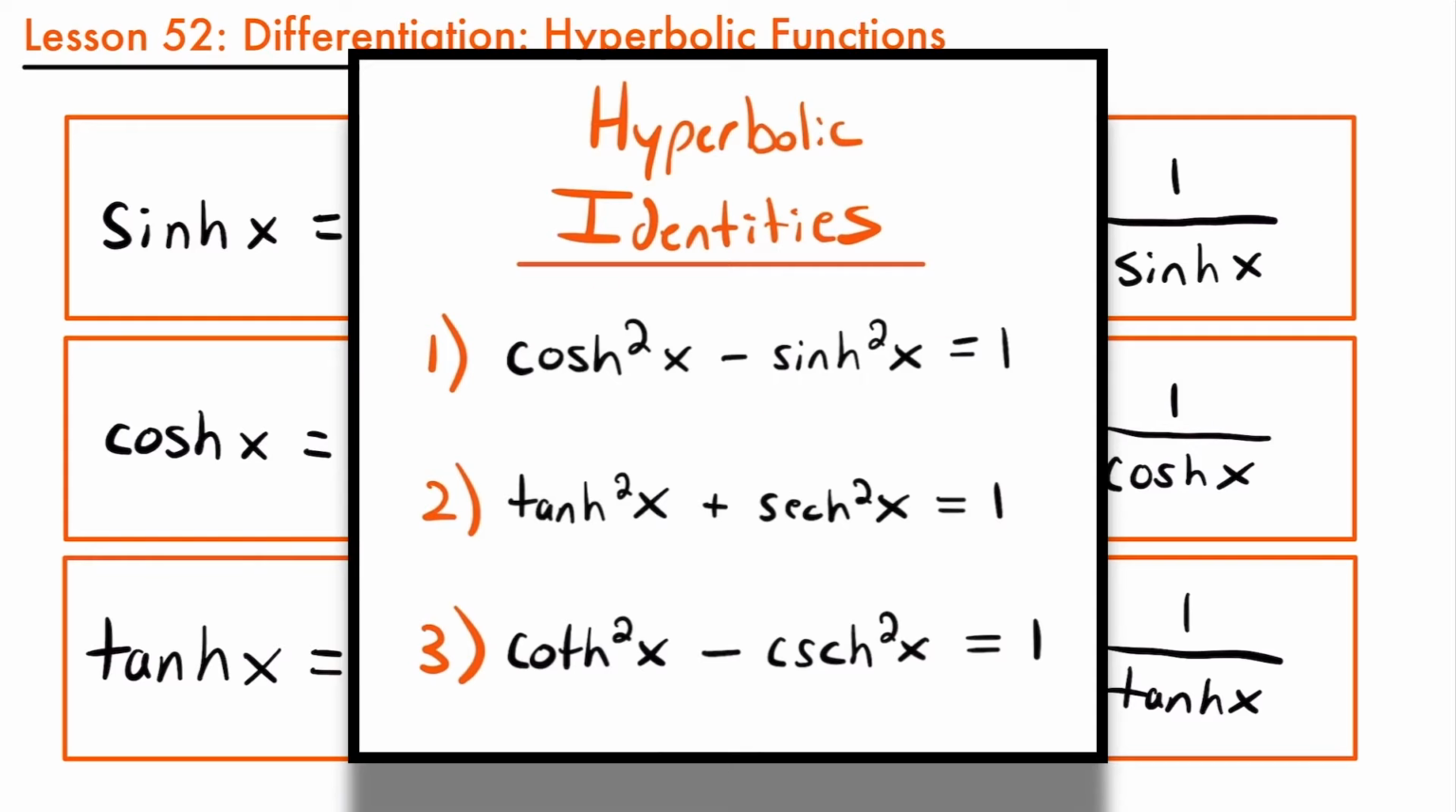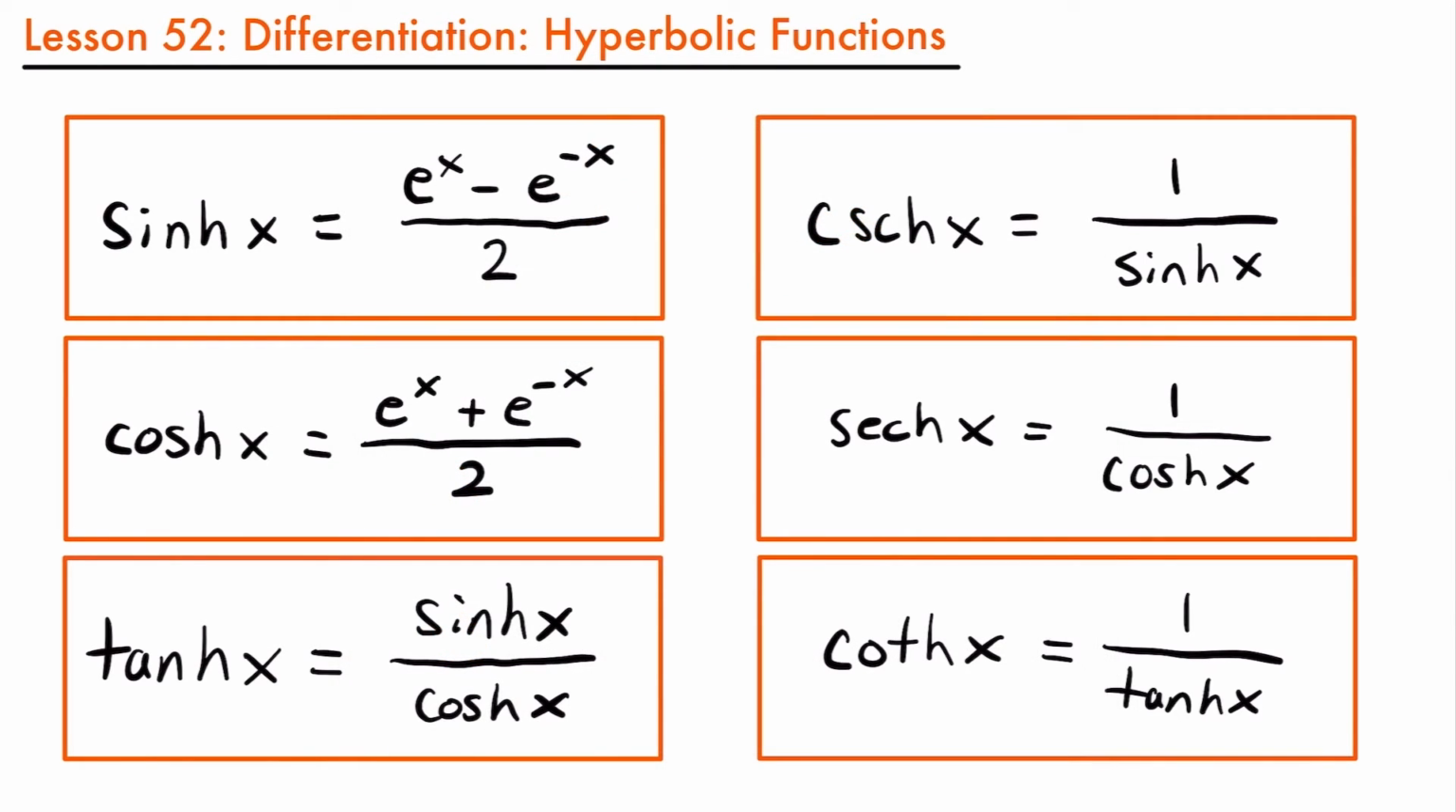But our first identity here is that the hyperbolic cosine function squared minus the hyperbolic sine function squared is equal to 1. Then our second one is that hyperbolic tangent squared plus hyperbolic secant squared is equal to 1. And then our third is that hyperbolic cotangent squared minus hyperbolic cosecant squared is equal to 1 as well. Okay, and so make a note of these somewhere because they might come in handy as you begin to work with hyperbolic functions.